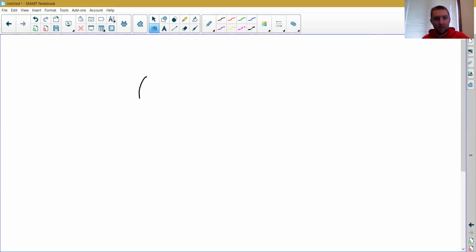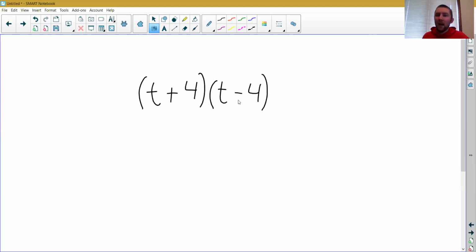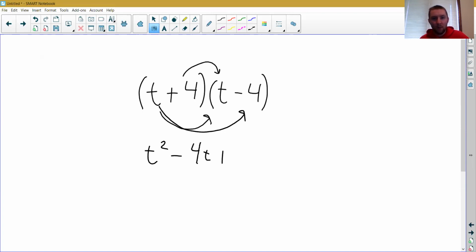Okay, we looked at our last example from section 8.3. This was actually section 8.4, multiplying special cases, we called it. We can do things like this, t plus 4 times t minus 4. Remember what happens when we multiply two sets of parentheses that are exactly the same except for the sign in between. When we multiply the t times that, we get t squared. When we multiply the t times that, we get minus 4t. When we multiply the plus 4 times that, we get plus 4t. And then plus 4 times minus 4 makes minus 16.